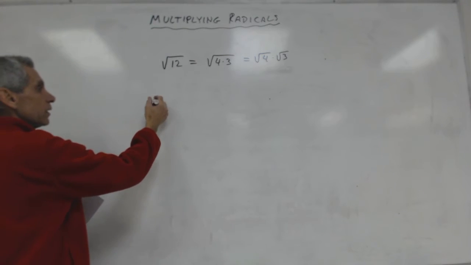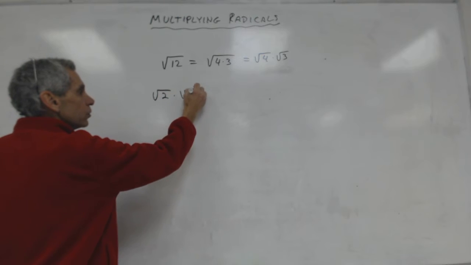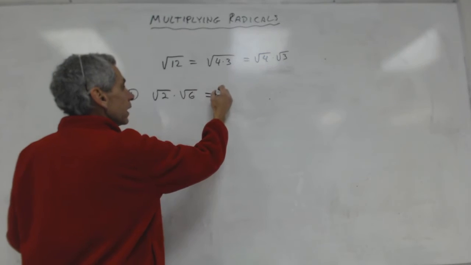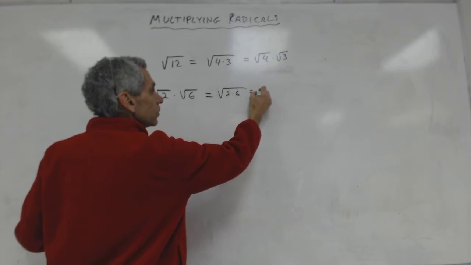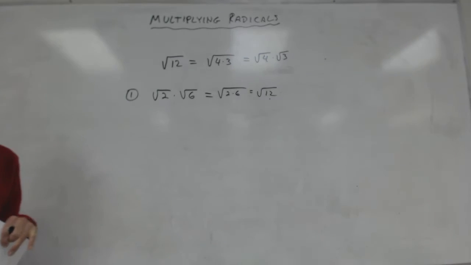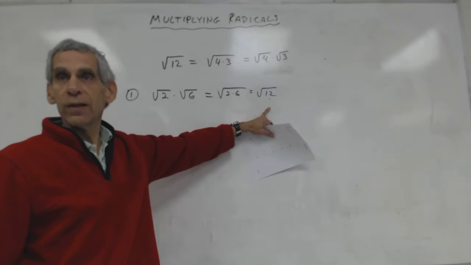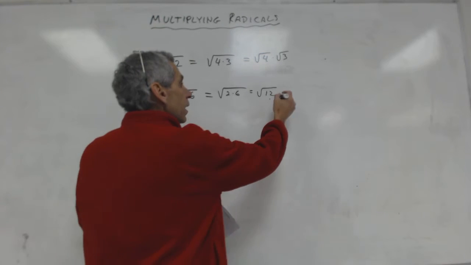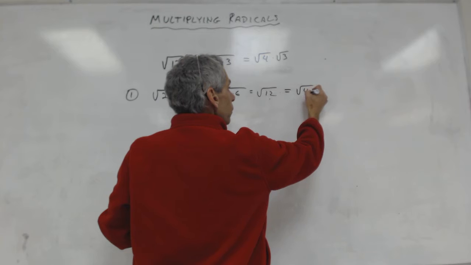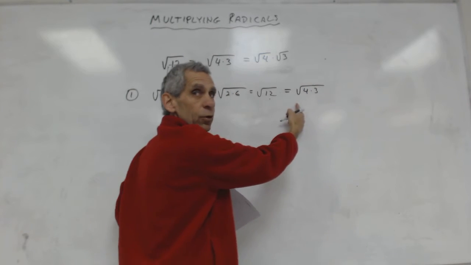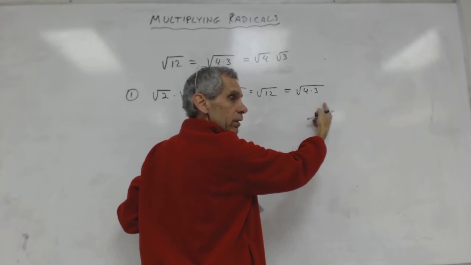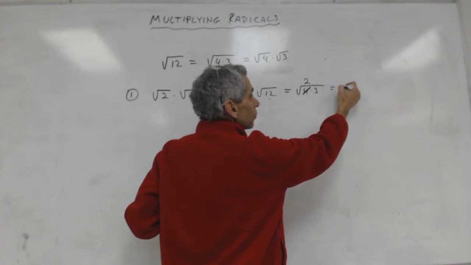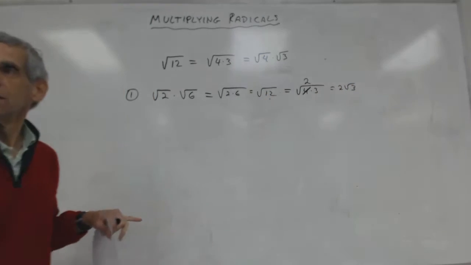So what if I gave you something like this? The square root of 2 times the square root of 6. This is our first problem. That would be the same thing as the square root of 2 times 6, which is the square root of 12. Now, can I simplify the square root of 12? Yes, 4 times 3. I don't personally put them in separate square roots here. The square root of 4 is 2, I just put it out front, and then I have 2 square root of 3. Does that make sense?